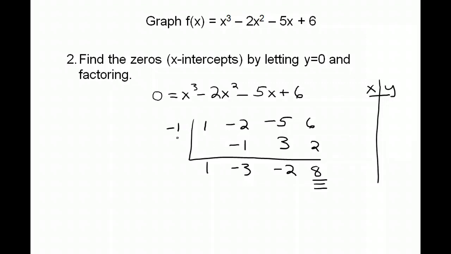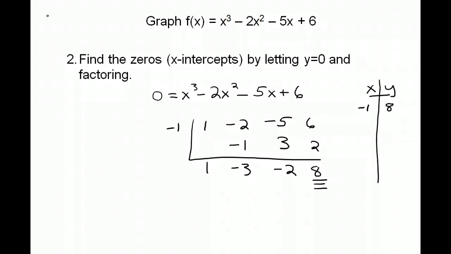anytime you put a number in here to test it for a 0 and it doesn't work, this is an awesome byproduct of that. It gives me a point. -1 is not a 0, but when I put -1 in, 8 is my y value. This is part of the remainder theorem that we can use as a byproduct of our synthetic division. Alright, so that did not work.